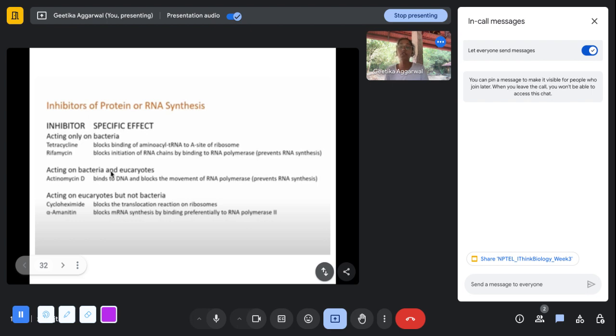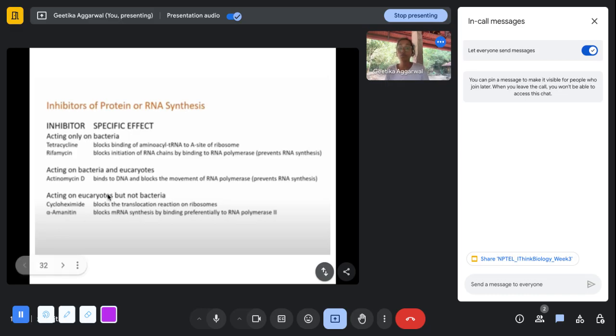This next one acts on bacteria and eukaryotic cells as well. It's actinomycin D. It binds to the DNA and blocks the movement of RNA polymerase. So if RNA polymerase cannot move along the DNA, then it again prevents the RNA synthesis. So mRNA cannot be formed.